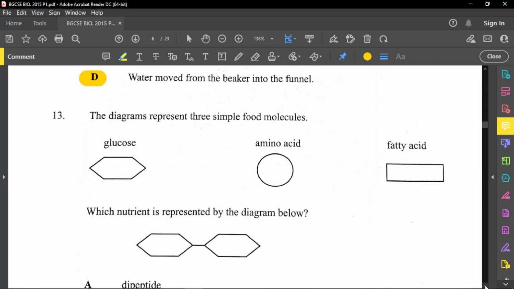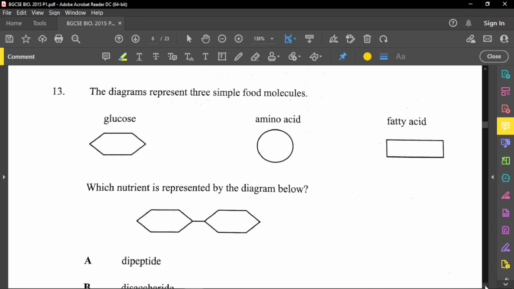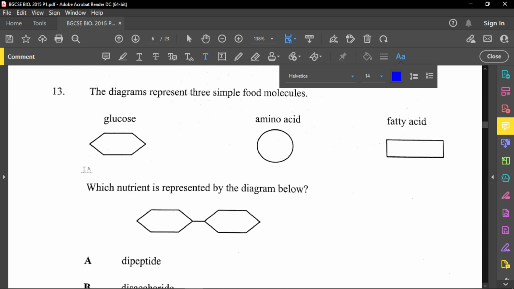Question number 13. It said the diagram represents three simple food molecules. So we have three simple food molecules right here. Just to make a quick note, this is glucose, and glucose is a monosaccharide, a simple sugar, and it is C6H12O6. So this is a monosaccharide. And amino acid is a monomer for protein, so let's put that right there. It is a monomer of protein.